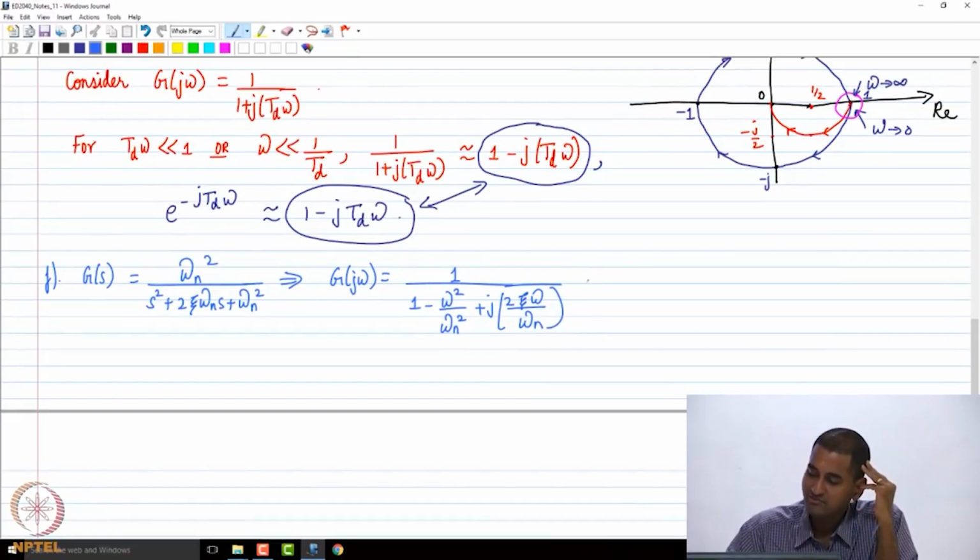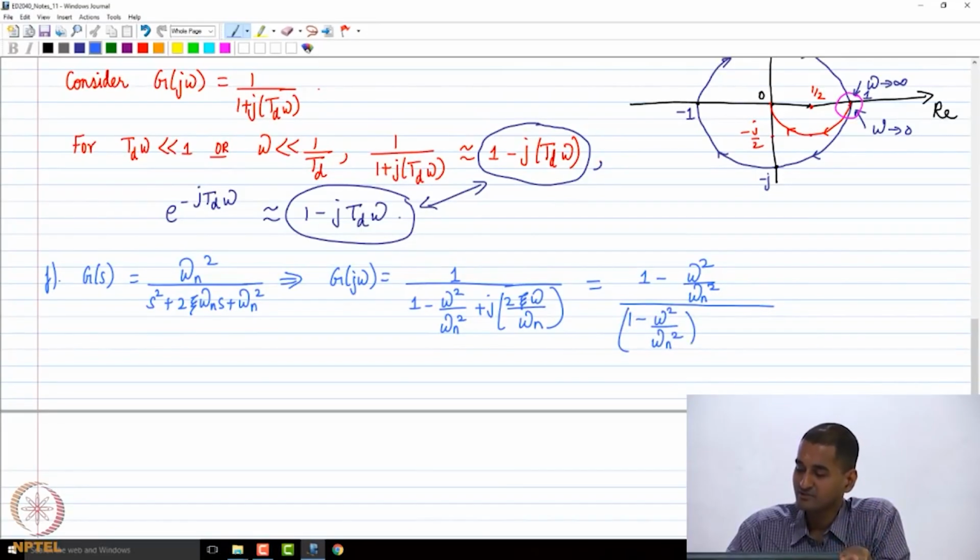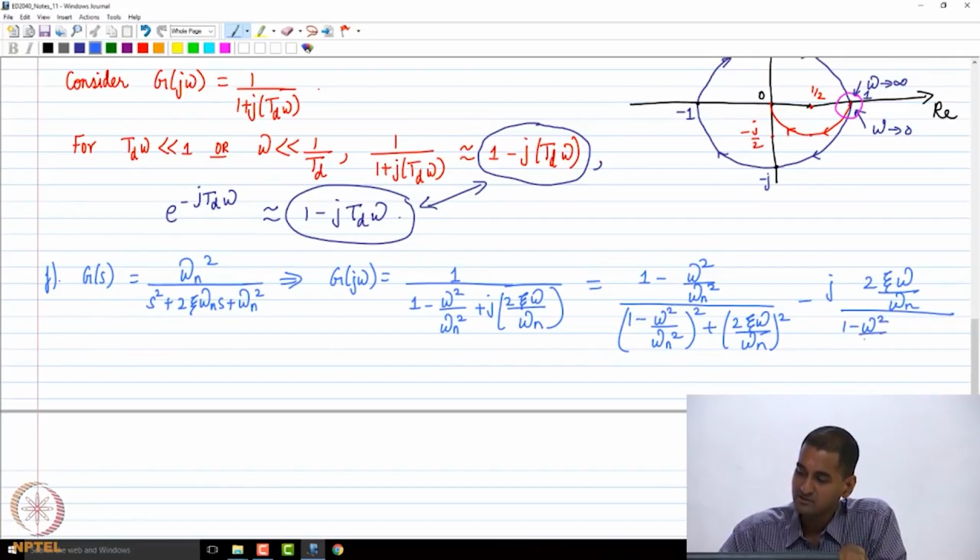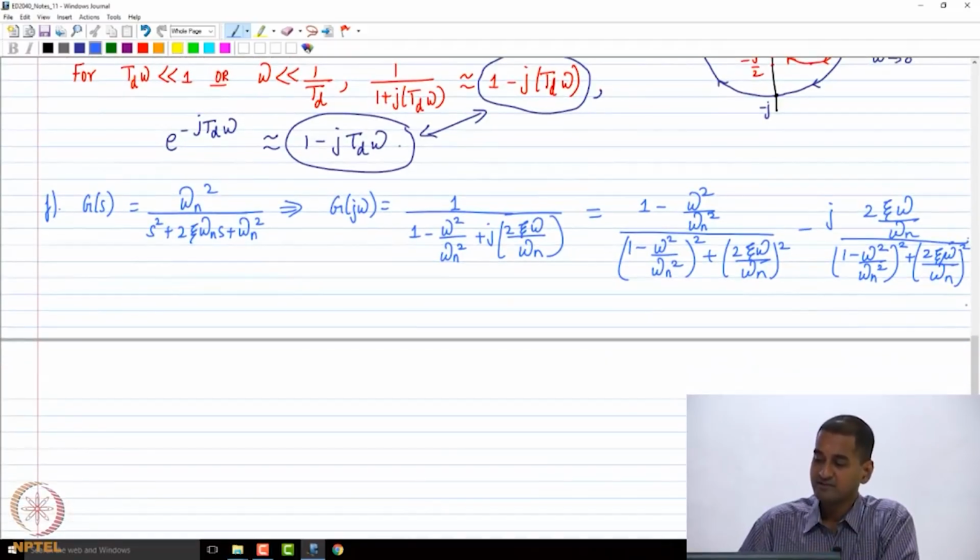So what are we going to get for the real part and the imaginary part? The real part is going to be 1 minus omega squared divided by omega n squared, the whole thing divided by 1 minus omega squared by omega n squared, whole square, plus 2 zeta omega by omega n, whole square. I am just multiplying by the conjugate of the denominator. Then the imaginary part is minus j times 2 zeta omega by omega n divided by the same factor. Okay, so that's what we'll get.